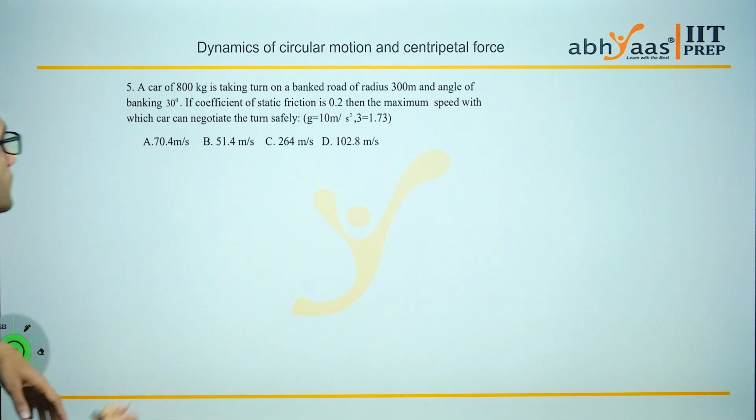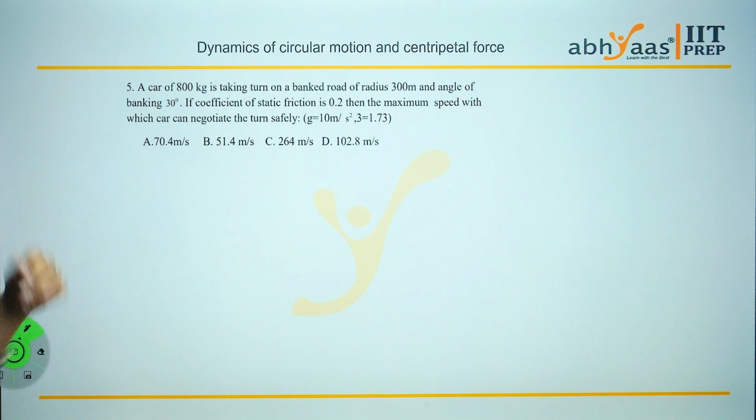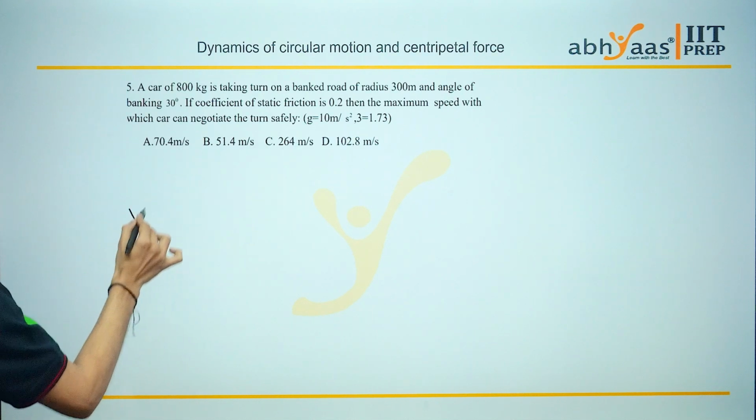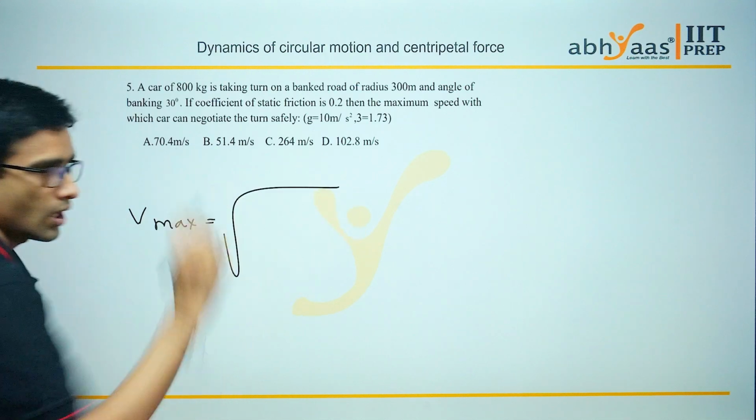A car of mass 800 kg turns on a banked road of radius 300 meters. Angle of banking is given. Coefficient of static friction is given. Maximum velocity you need to calculate. So here maximum speed, direct formula, what is this? V max equal to mu rg.